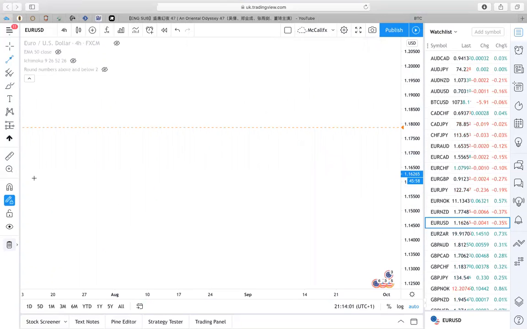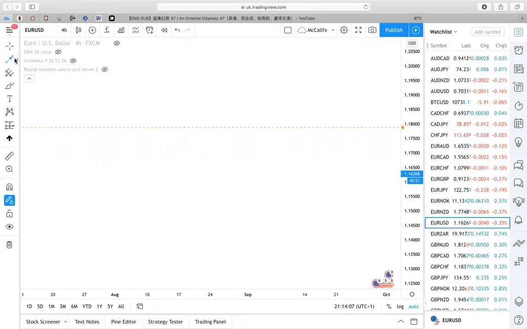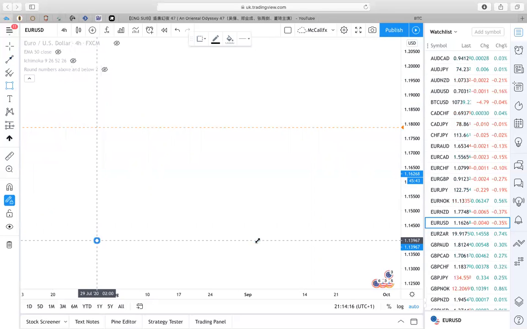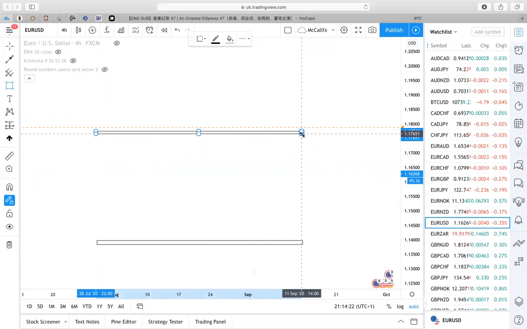Next is going to be about support and resistance, right? Support and resistance. What is support and resistance? So a support level is basically something that supports you, right? I'm going to use a box. If I have a line right here, right? Let's say this is my support line and this is my resistance.